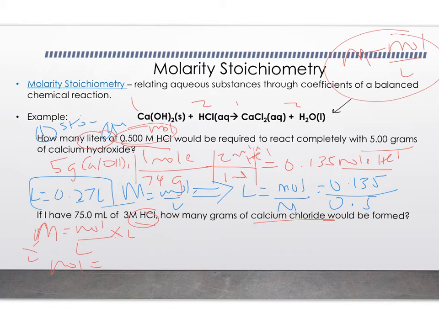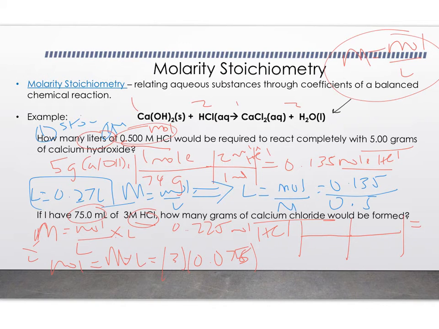So the moles of our HCl is going to be molarity times liters, which is 3 times 0.075, because we converted the milliliters to liters. Multiplying that together, we get 0.225 moles of HCl. So I can do a mole to mole ratio and then ultimately calculate grams of our calcium chloride using that top equation, 2 moles of HCl relates to 1 mole of CaCl2, and then 1 mole of anything is equal to its molar mass, which in this case is 111 grams.